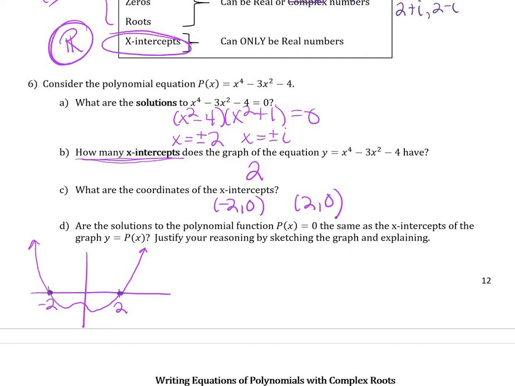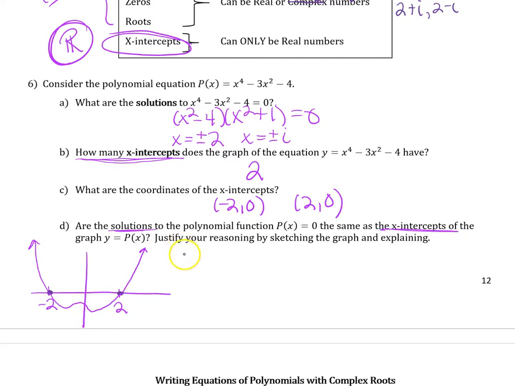Are the solutions to the polynomial function the same as the x-intercepts of the graph? Justify your reasoning and explain. No, the solutions are not the same as the x-intercepts. The x-intercepts are the only ones that specifically cross the x-axis.